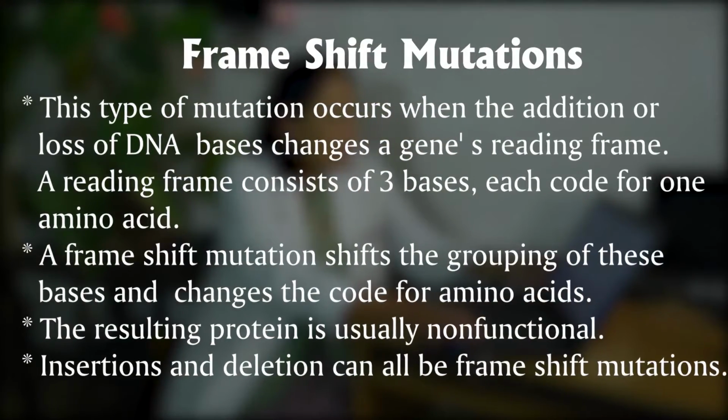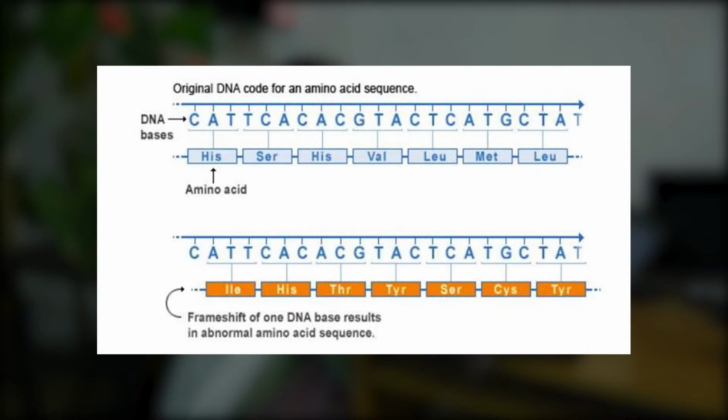Then frame shift mutations, which are commonly asked. What are frame shift mutations? This type of mutation occurs when the addition or loss of DNA bases changes a gene's reading frame. A reading frame consists of three bases, each coding for one amino acid. A frame shift mutation shifts the grouping of these bases and changes the code for amino acids. The resulting protein is usually non-functional. Insertions and deletions can all be frame shift mutations. This is how the original DNA code for an amino acid sequence is altered. A frame shift of one DNA base results in an abnormal amino acid sequence.